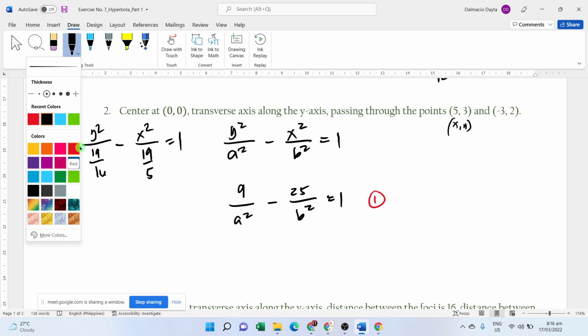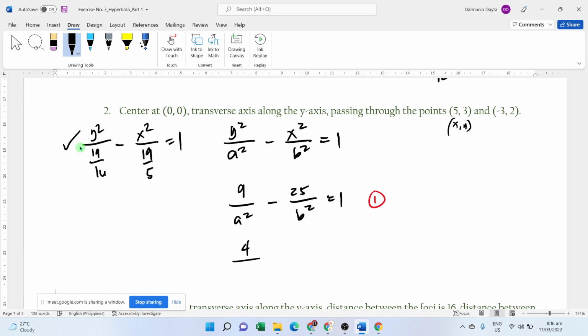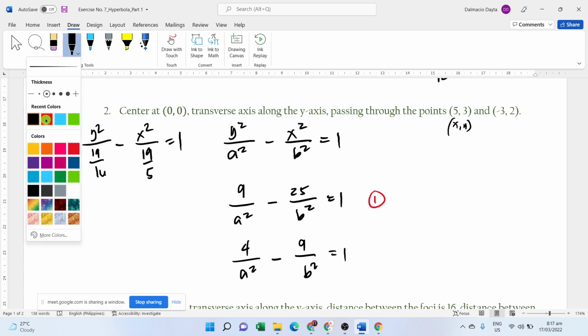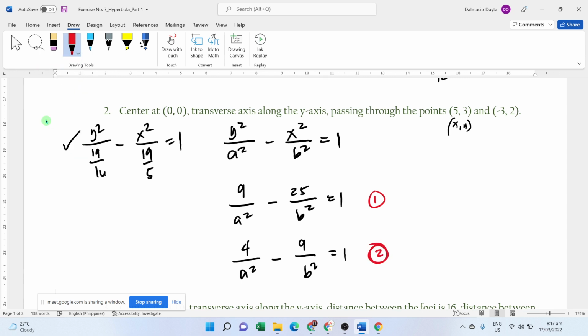Now let us have (-3, 2). x is negative 3 and y is 2. Then we have 4 over a squared minus 9 over b squared, since negative 3 squared is positive 9, equals 1. Let us have this as equation 2.